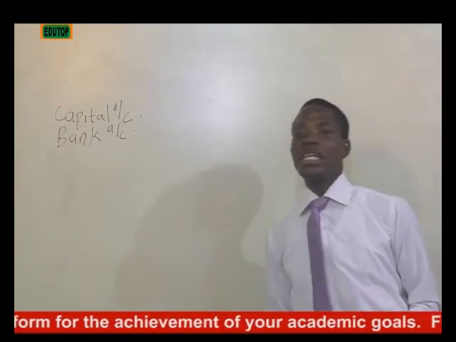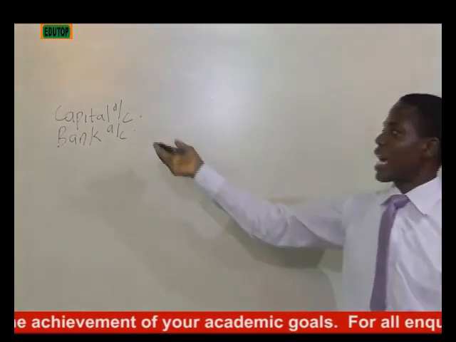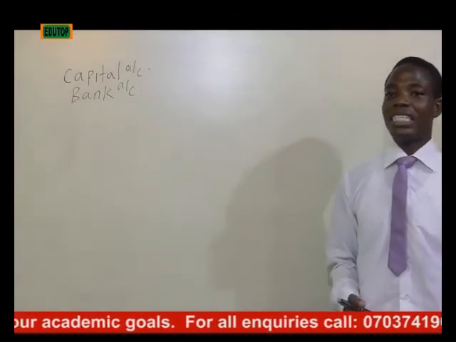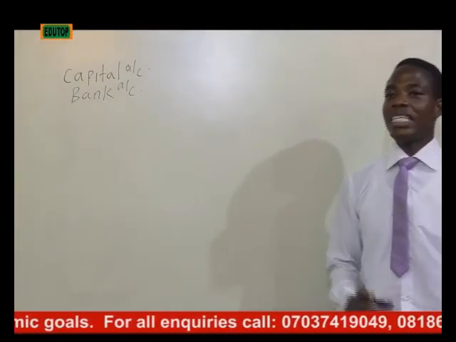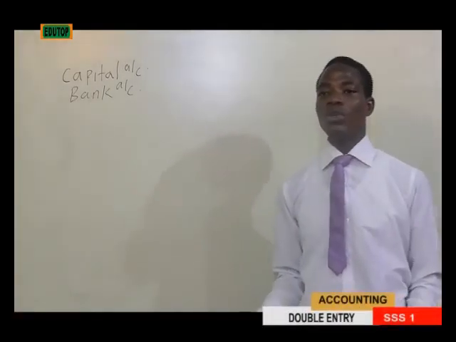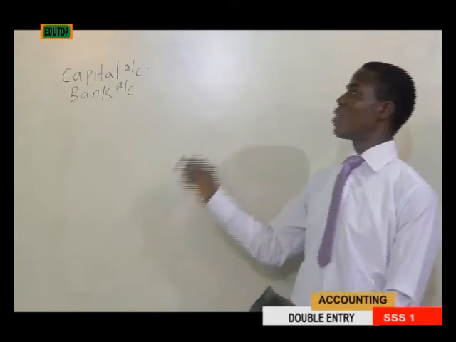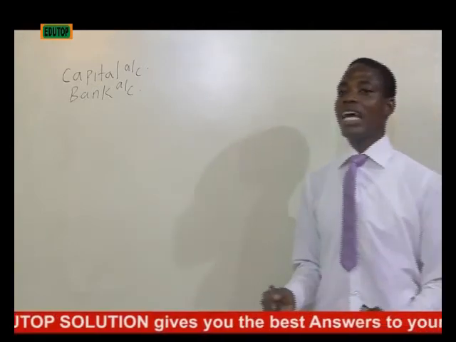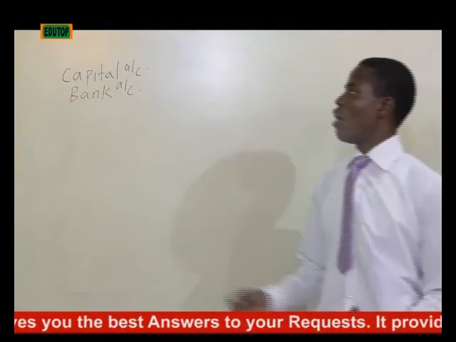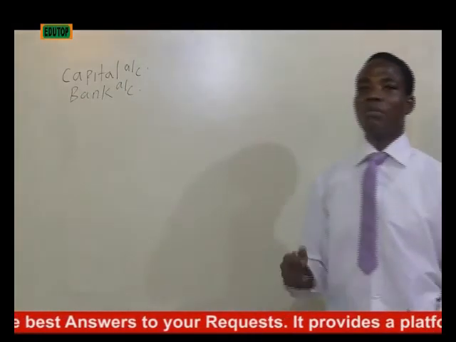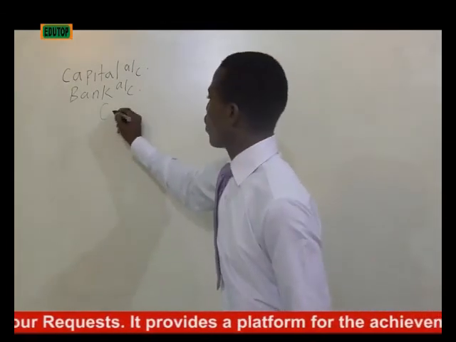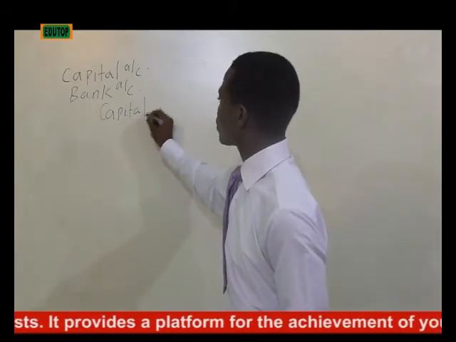In doing this, we said the other time that the debit side is the receiver, while the credit side is the giver. When money goes out, we credit it, and we debit money that comes in, or when you receive money. Now, capital account: Bola started a business, it means the money goes out. So we are going to prepare the capital account.